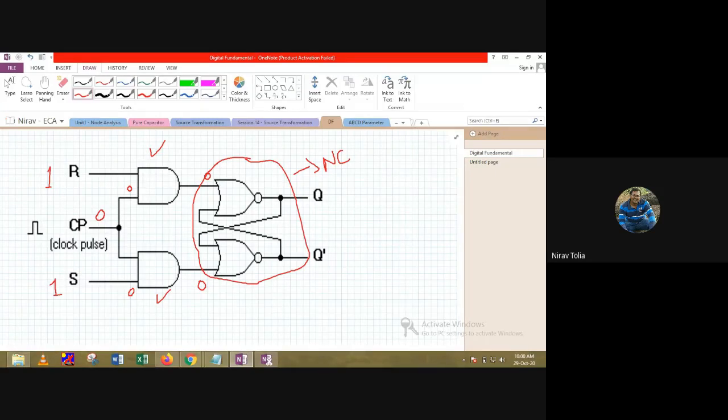So again I am repeating, if we are not providing the clock pulse, the flip flop will not change its state. If its previous output is 0, then it remains in the 0 state, and if its previous output is 1, then it remains in the 1 state, or you can say the set state.